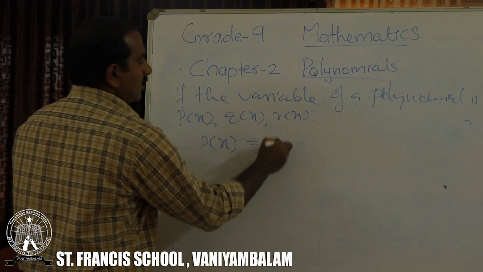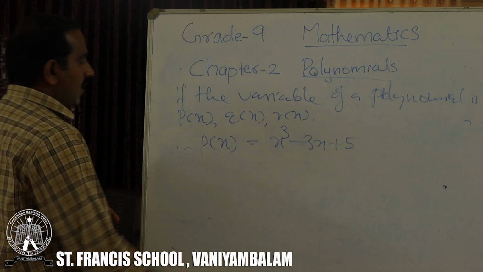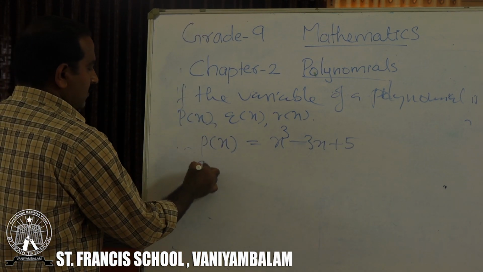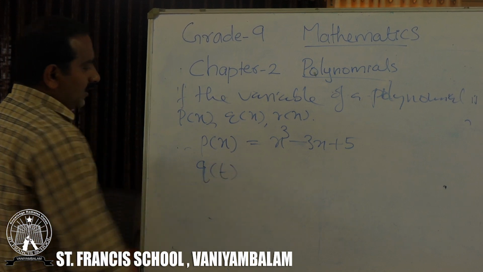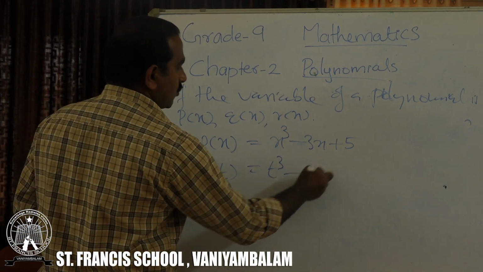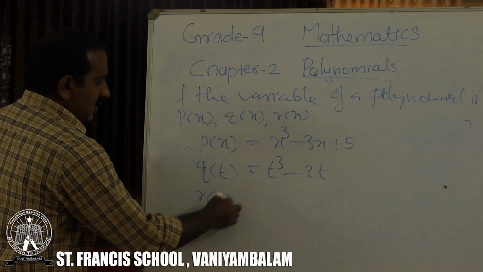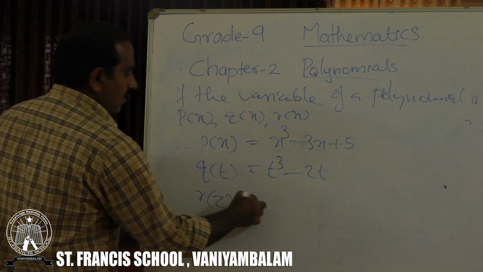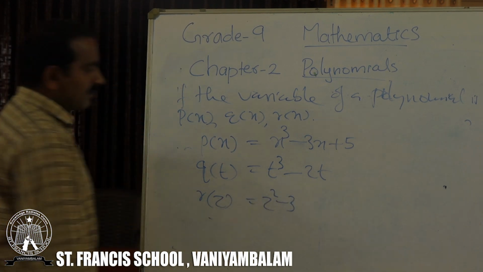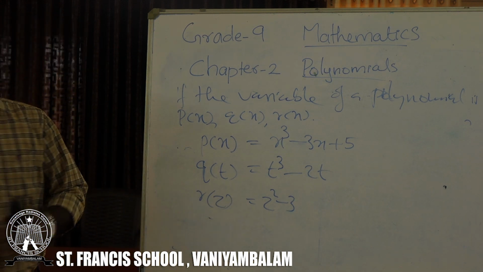p of x equal to x cube minus 3x plus 5. It is a polynomial. Another polynomial has the variable t. So q of t, where t is a variable, q of t equals t cube minus 2t. It is also a polynomial. Another one is r of z. Here the variable is z, so r of z equals z square minus 3. These are examples of polynomials.